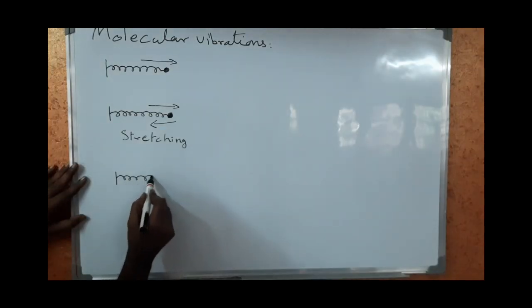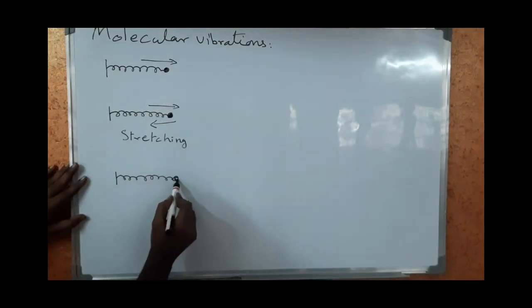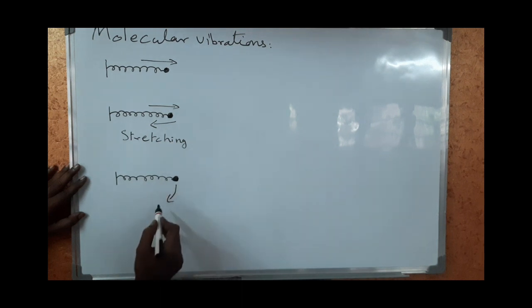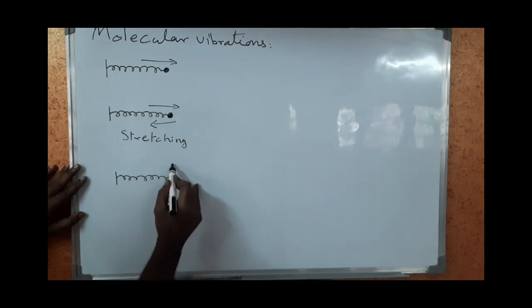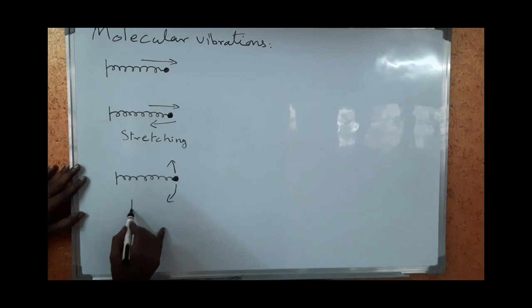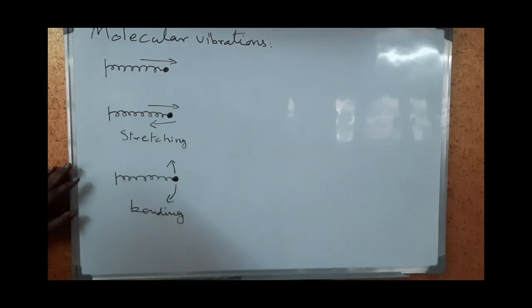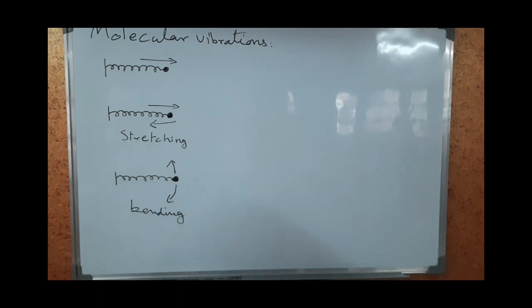The same steel ball, if it is attached to a fixed support with the help of a wire, if I push it down, it will go down and it will go up. So this is your bending vibration. The stretching and bending vibrations can be understood from this simple example.